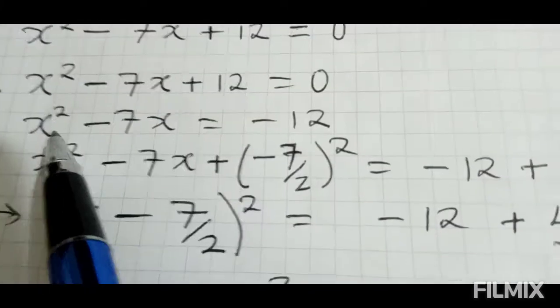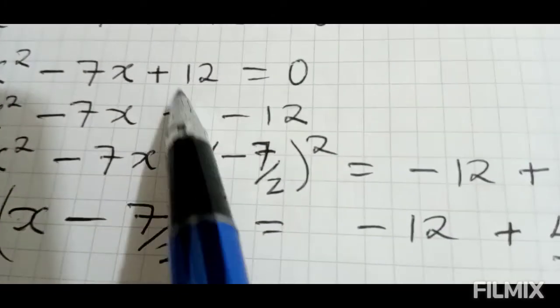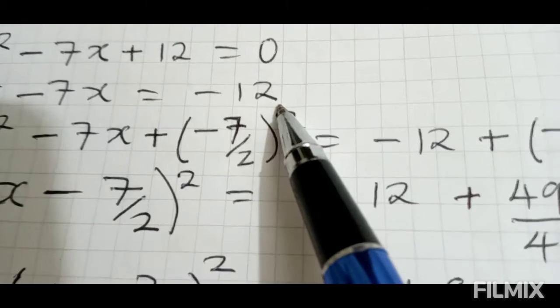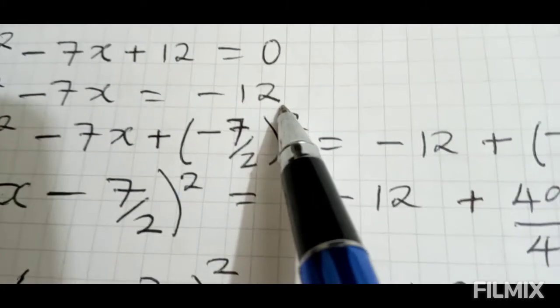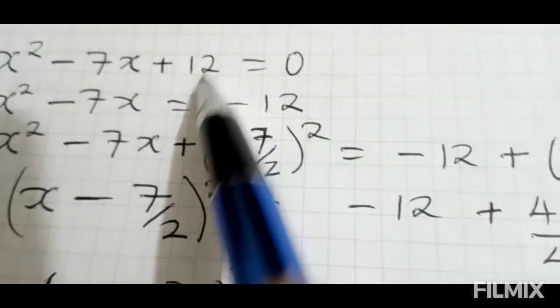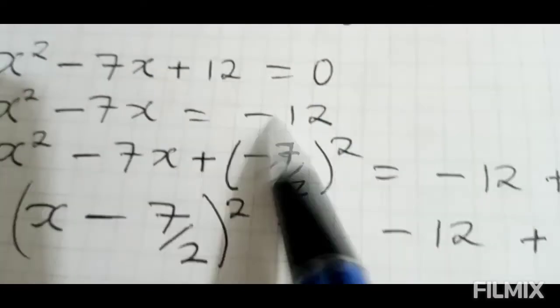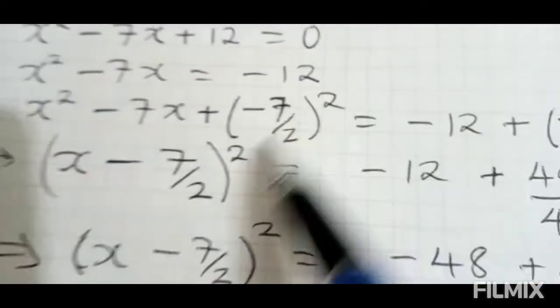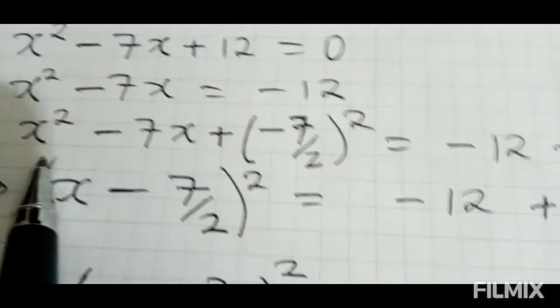Then we do step 2. Step 2, transfer the constant to the other side of the equation. So we take 12 to the other side of the equal sign, which becomes negative 12. When we take 12 to this side, it changes the sign and it becomes negative 12. That's the second step. And then we go to step 3.